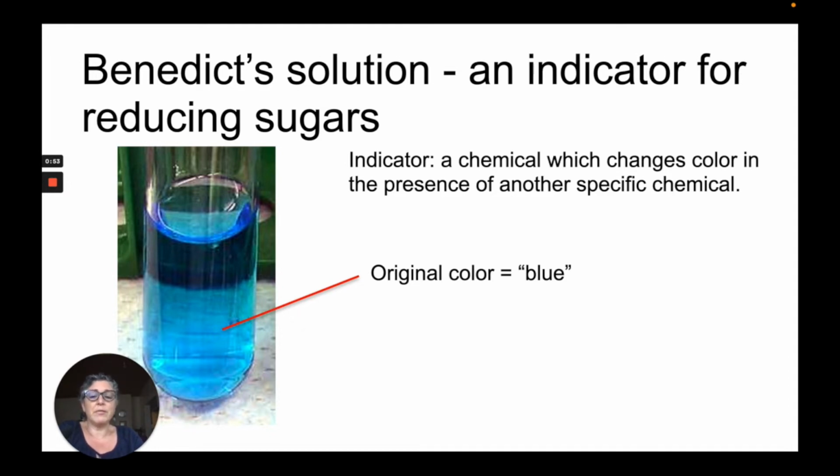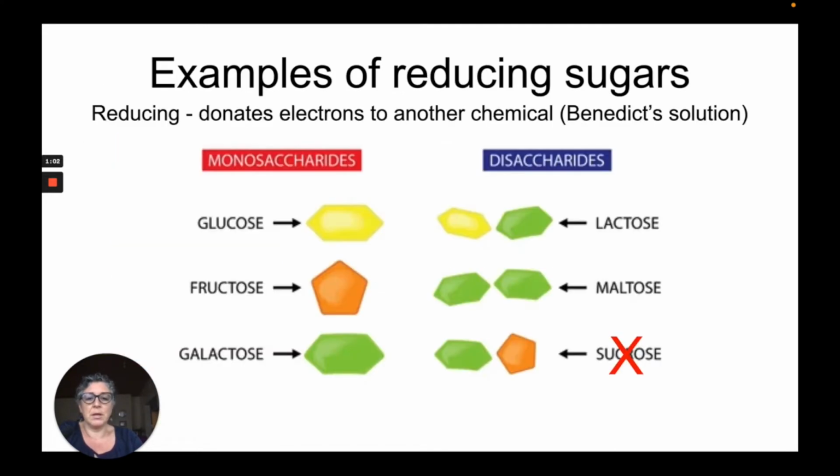Again, hopefully you'll have an opportunity to do this particular practical in the lab, but if you don't, then you have the information here. So what are some reducing sugars? Reducing means that it's going to donate electrons to another chemical. The chemical that it donates to is the Benedict solution, and that's what now is going to cause the color change in the Benedict solution.